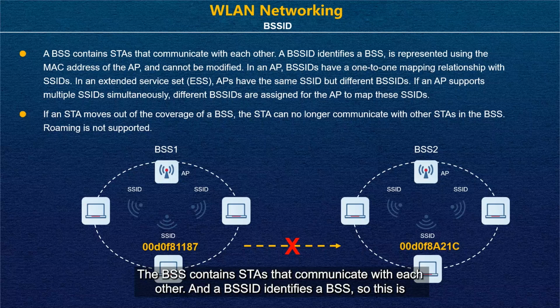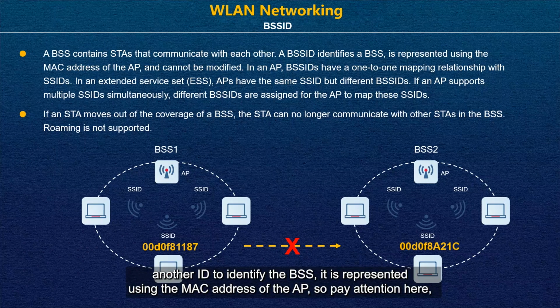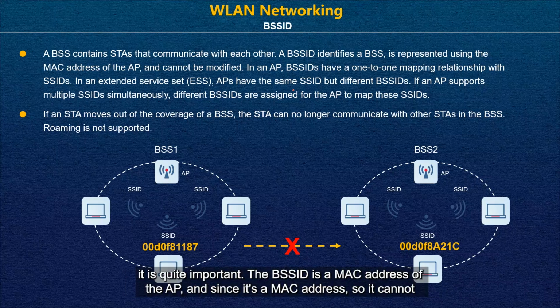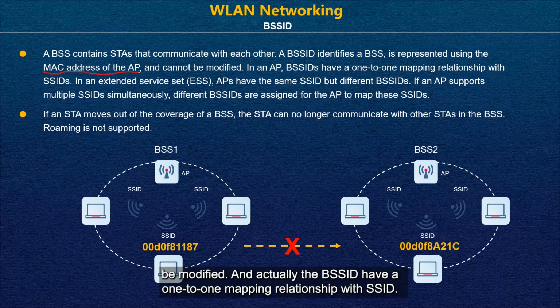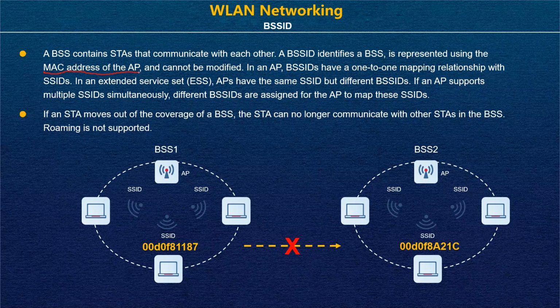A BSS contains STAs that communicate with each other, and a BSSID identifies a BSS. So it's another ID to identify the BSS. It's represented using the MAC address of the AP. So pay attention here, it's quite important. The BSSID is the MAC address of the AP, and since it's a MAC address, it cannot be modified. And actually, the BSSID has a one-to-one mapping relationship with the SSID.